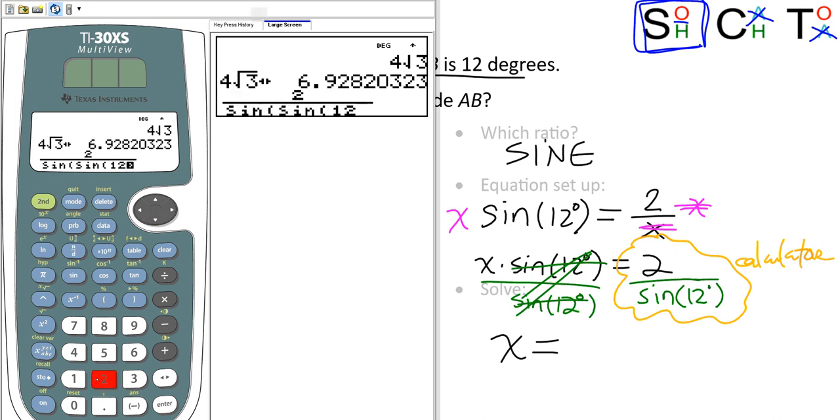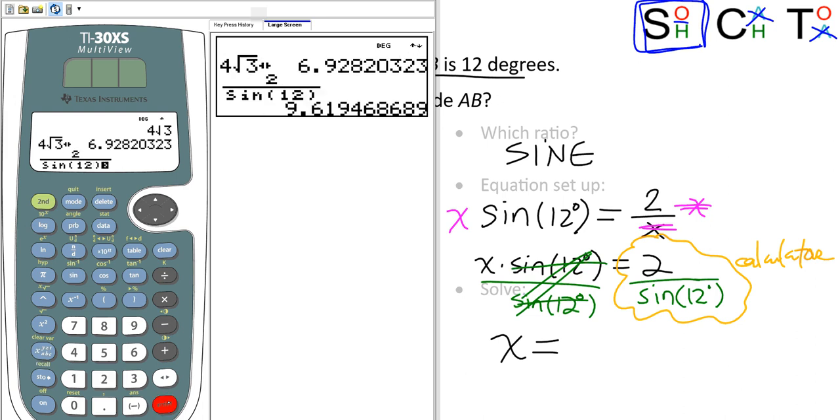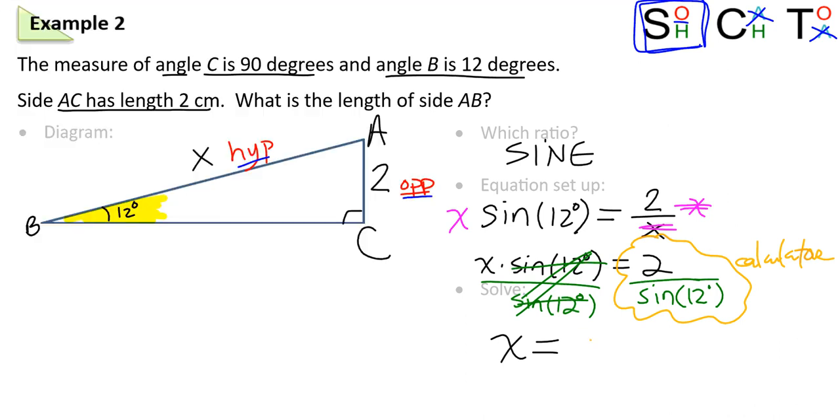Whoa, got a little happy with my signs. And it is 9.62 if we round. And that would be the length of the hypotenuse, 9.62.